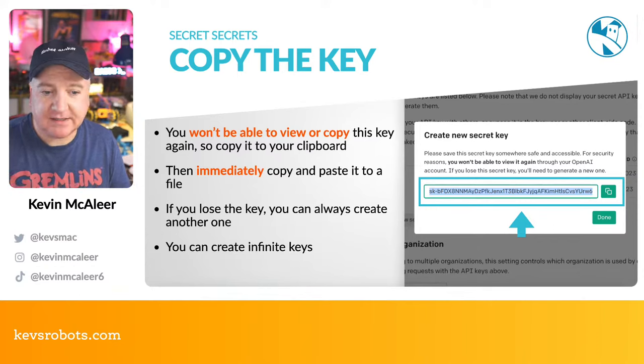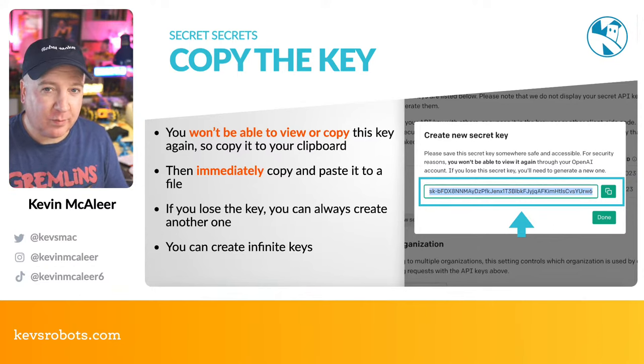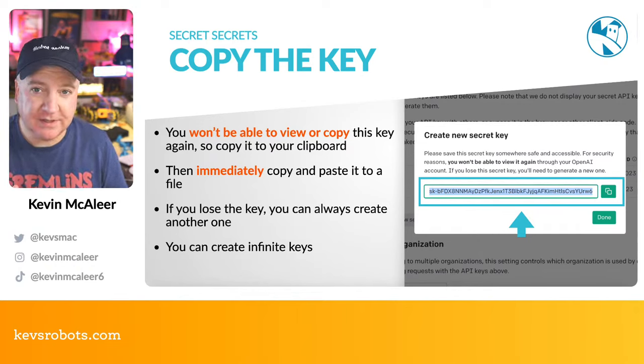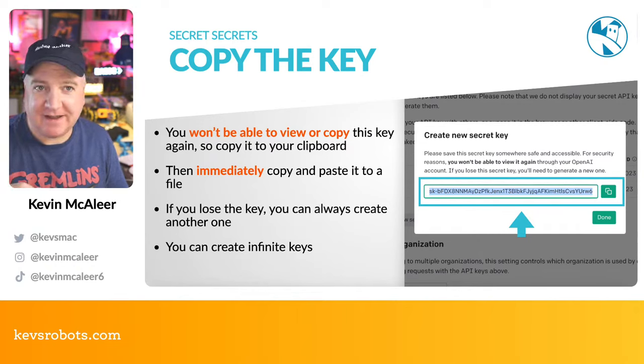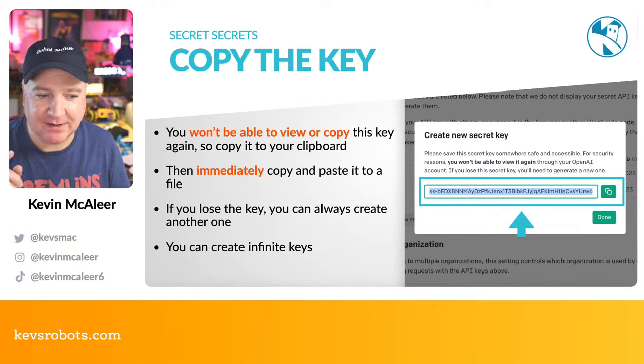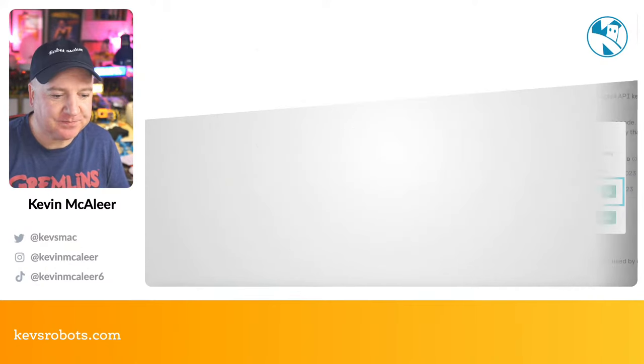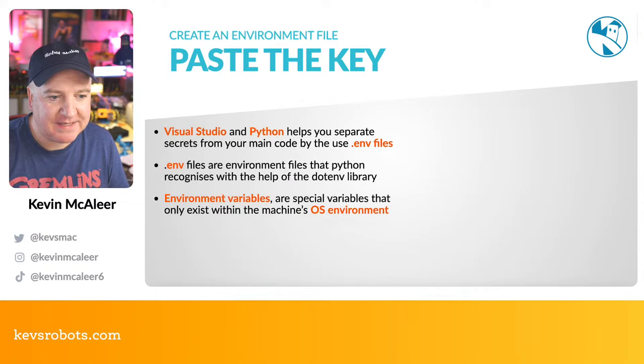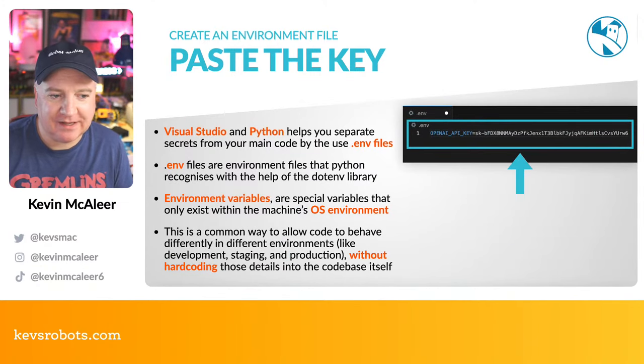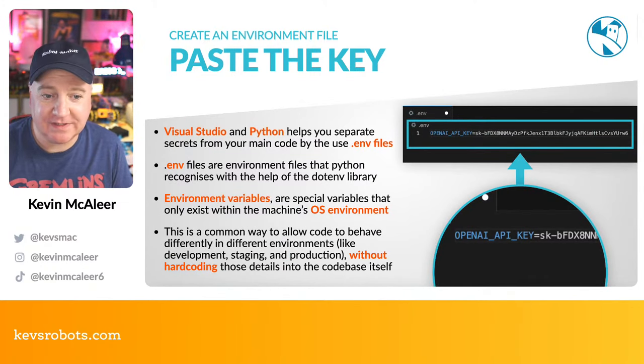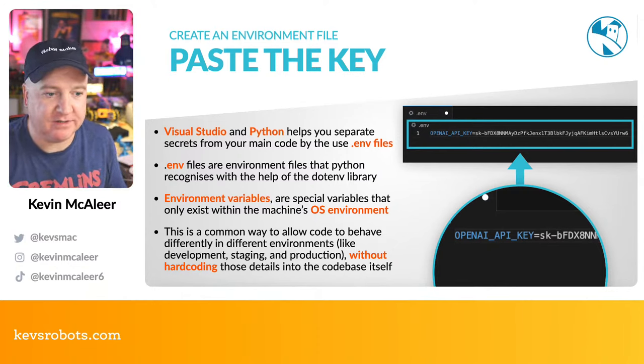So we're going to paste that key into this .env file, and then Python will be able to pick that up when we run our code, and it means that we don't have to save that file up to GitHub. We can protect against that, and I'll show you how to do that too. So we're going to paste that key in. Visual Studio and Python let you separate these keys from the main code using these .env files, and we're going to give it a variable name, OPENAI_API_KEY equals, and then that string of characters.